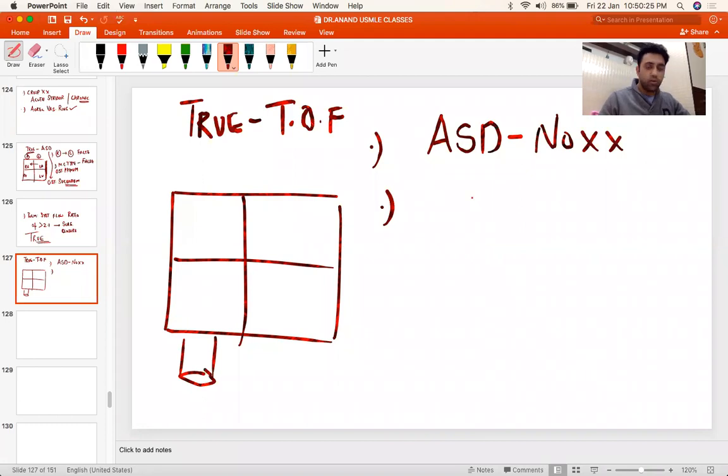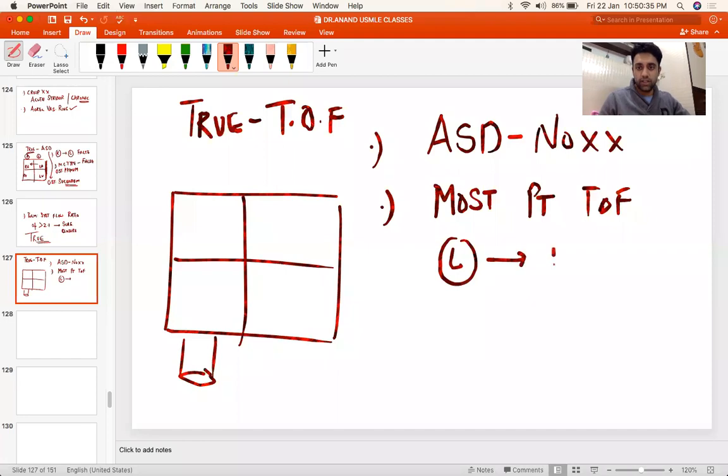Okay, most patients of tetralogy of Fallot have a left to right shunt. True or false? You sure it is a left to right shunt? Do you see a left to right shunt in tetralogy of Fallot?